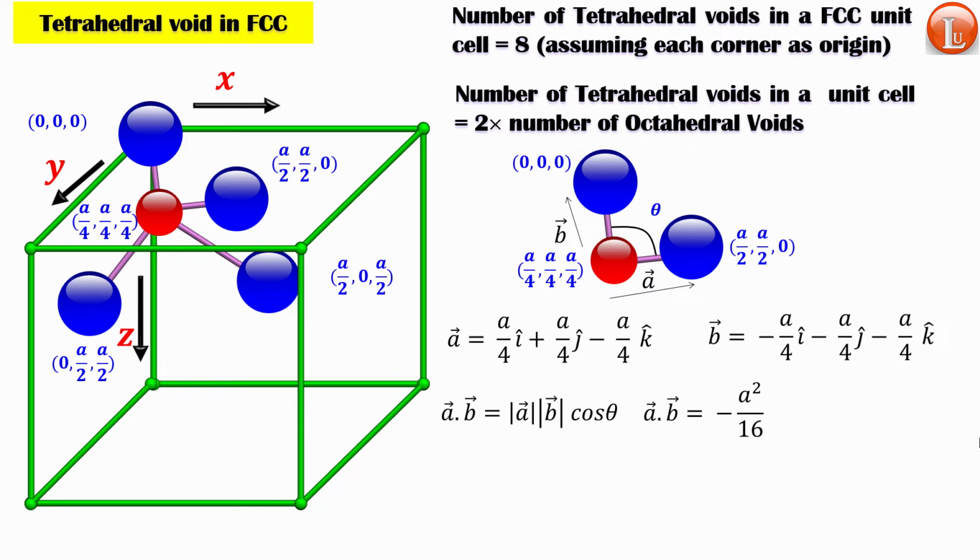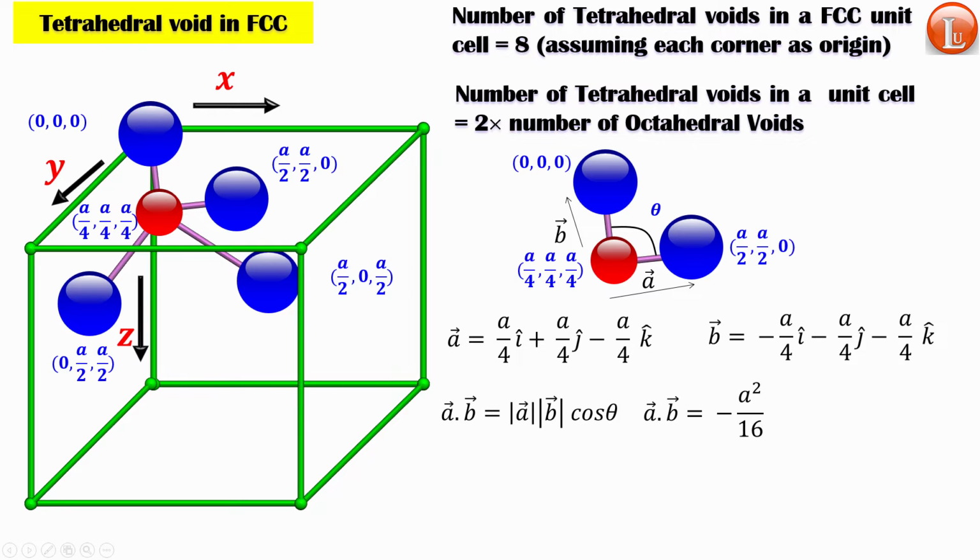Now what is mod A? Mod A will be square root of this. That would be a by 4 square plus a by 4 square plus negative a by 4 square. That will be root of, you can add all of them, it will be a square by 16 plus a square by 16 plus a square by 16. It will be 3a square by 16. That is how you get mod A.